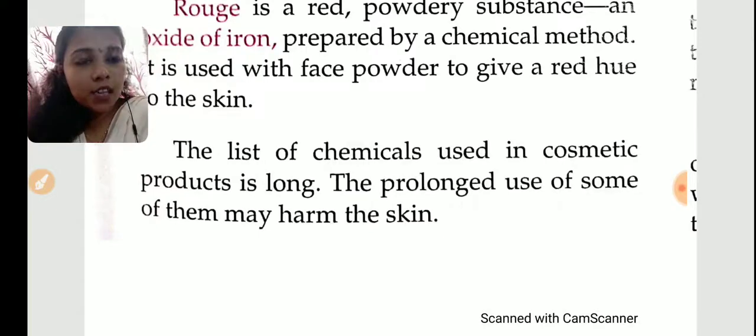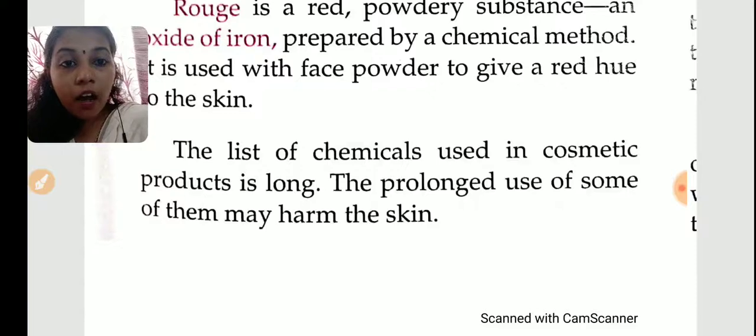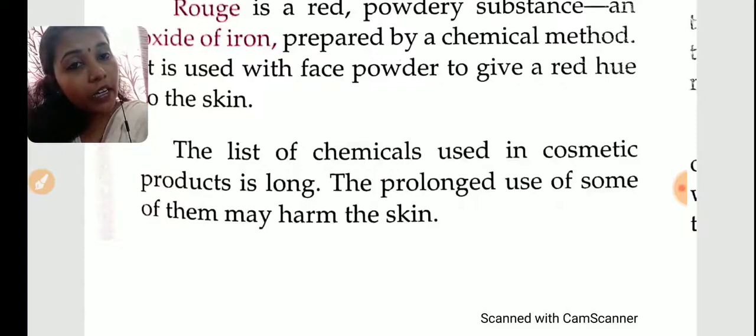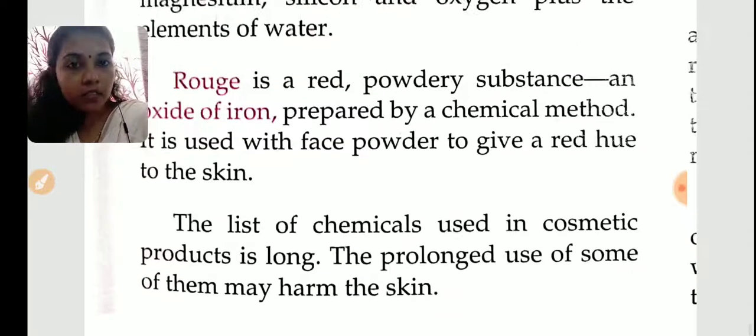So many chemicals are used. Okay. The prolonged use of some of them may harm the skin. So if you are continuously, daily, using these chemicals, what happens? Slowly our skin will start to get damaged.